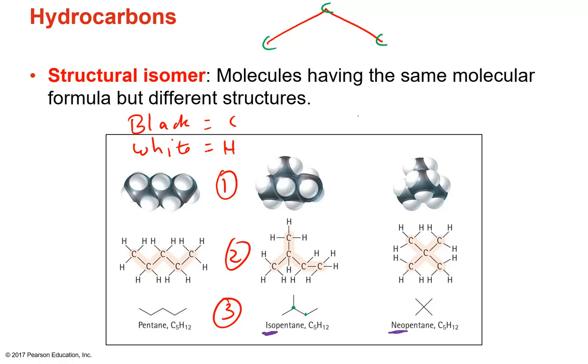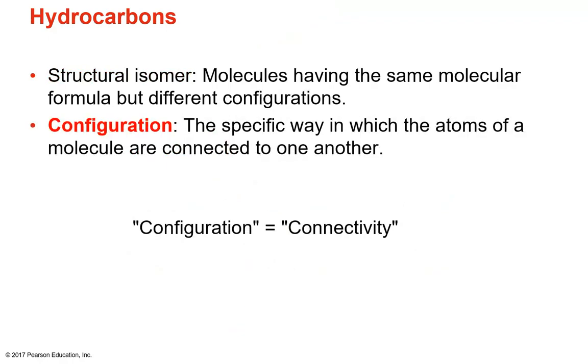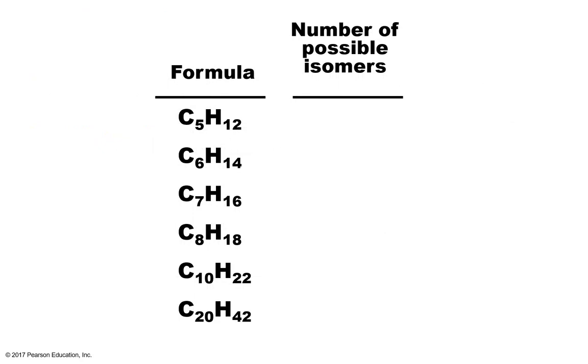So those are structural isomers. They're the same chemical formula, but they have different structures. They're structurally different molecules, but they have the same formula. Then we have a configuration, which is the actual way the molecules are connected to each other. So we can have differences in configuration.